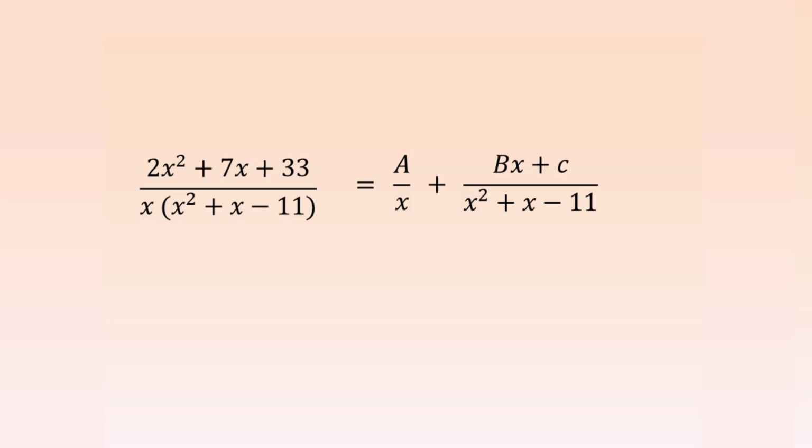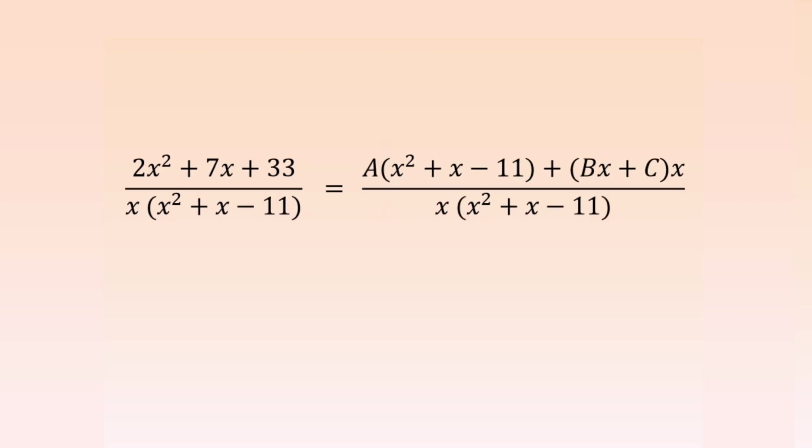So if you have this, how do you work it out? Because this is a fraction, you find the LCM and multiply through by it. So right now we maintain the left side and work with the right side. Then it's just a matter of multiplying a by x squared plus x minus 11, plus bx plus c multiplying x, all divided by the LCM. Once you realize that this is what you have, then the rest of the question is very easy.